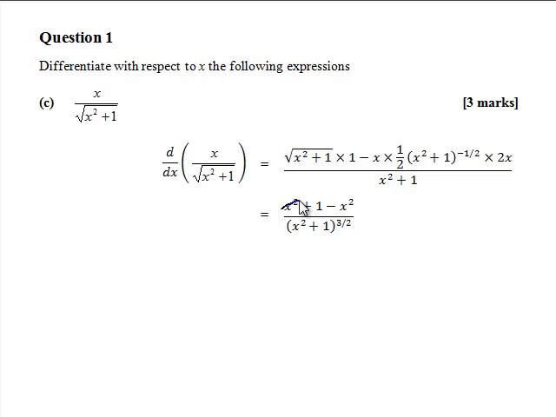Now we've got x squared minus x squared, so they'll cancel. So the expression will simplify to 1 over x squared plus 1 to the power of 3 over 2. And that's the answer to part C.